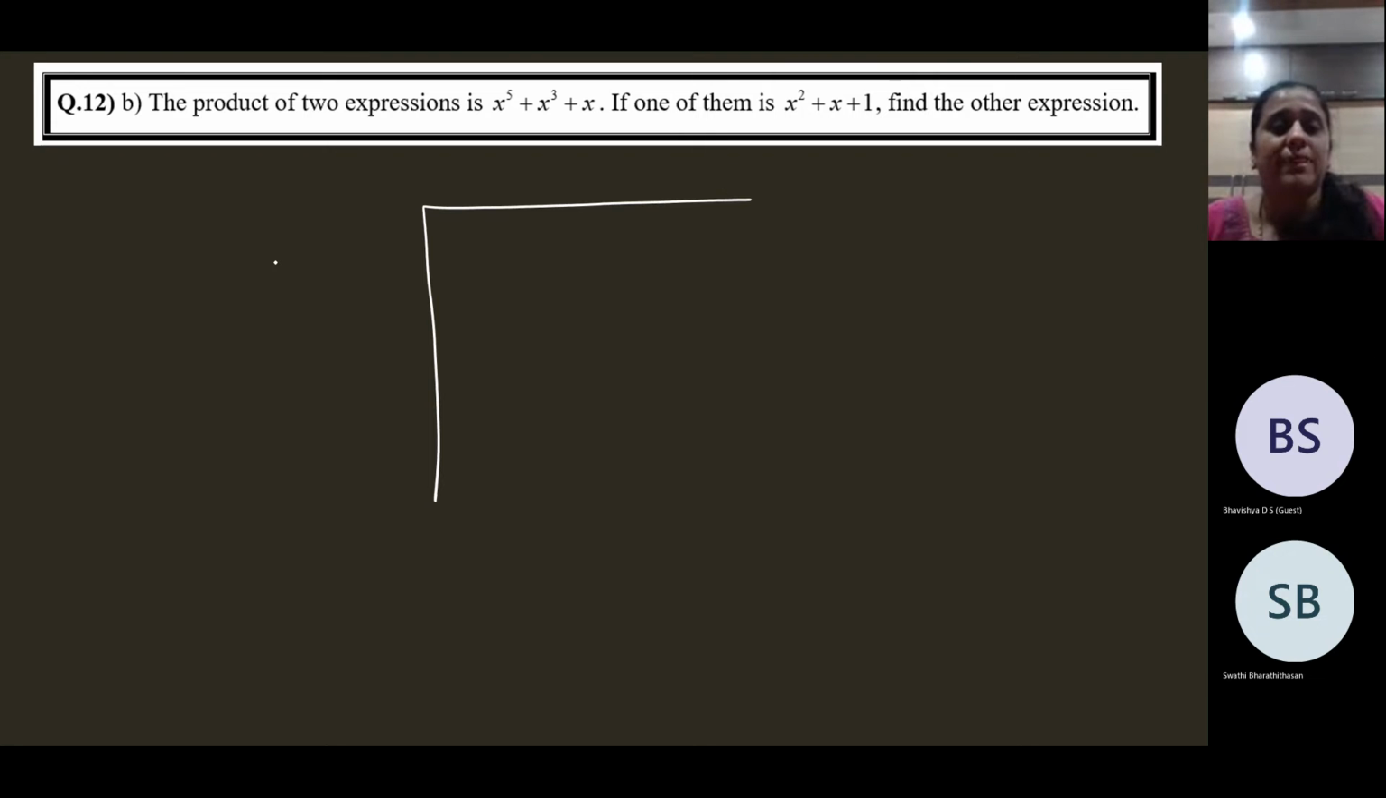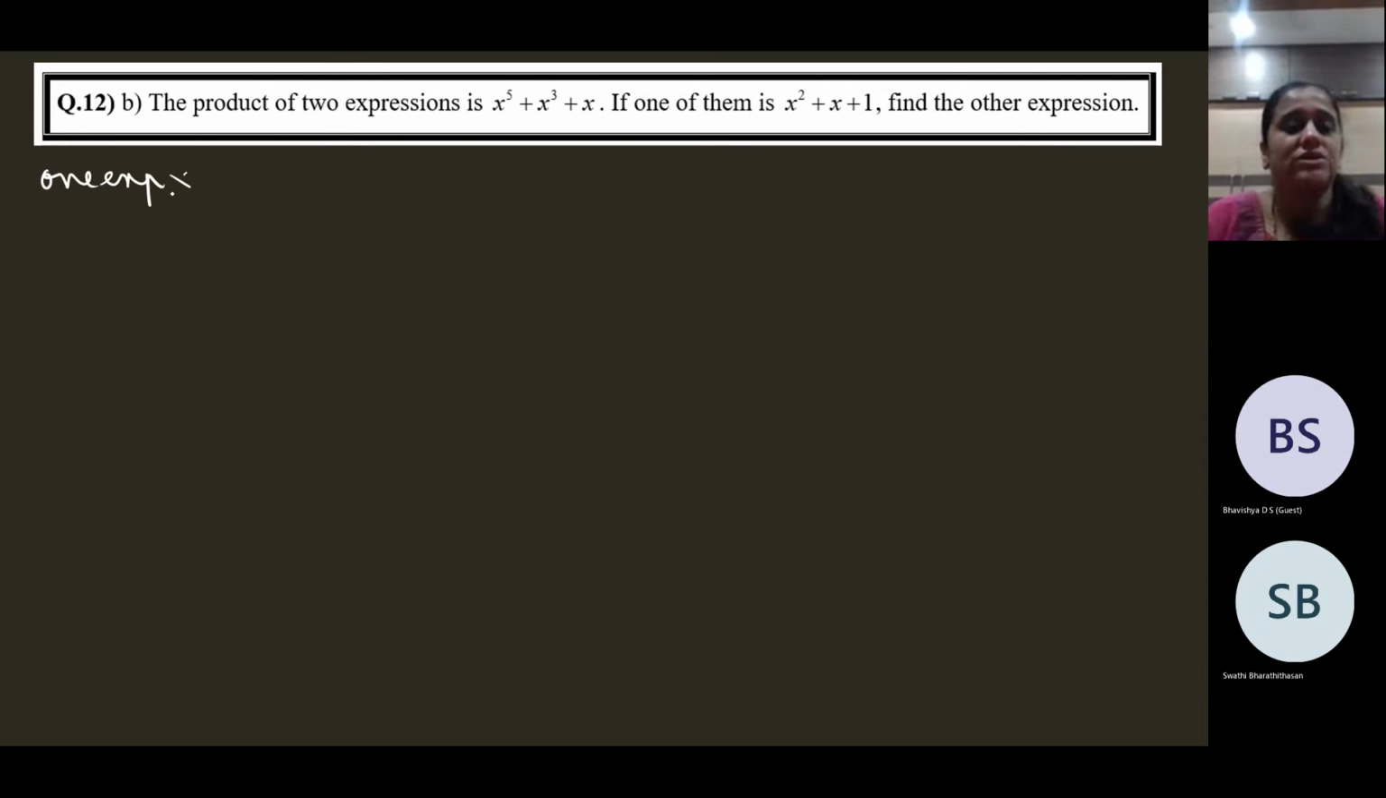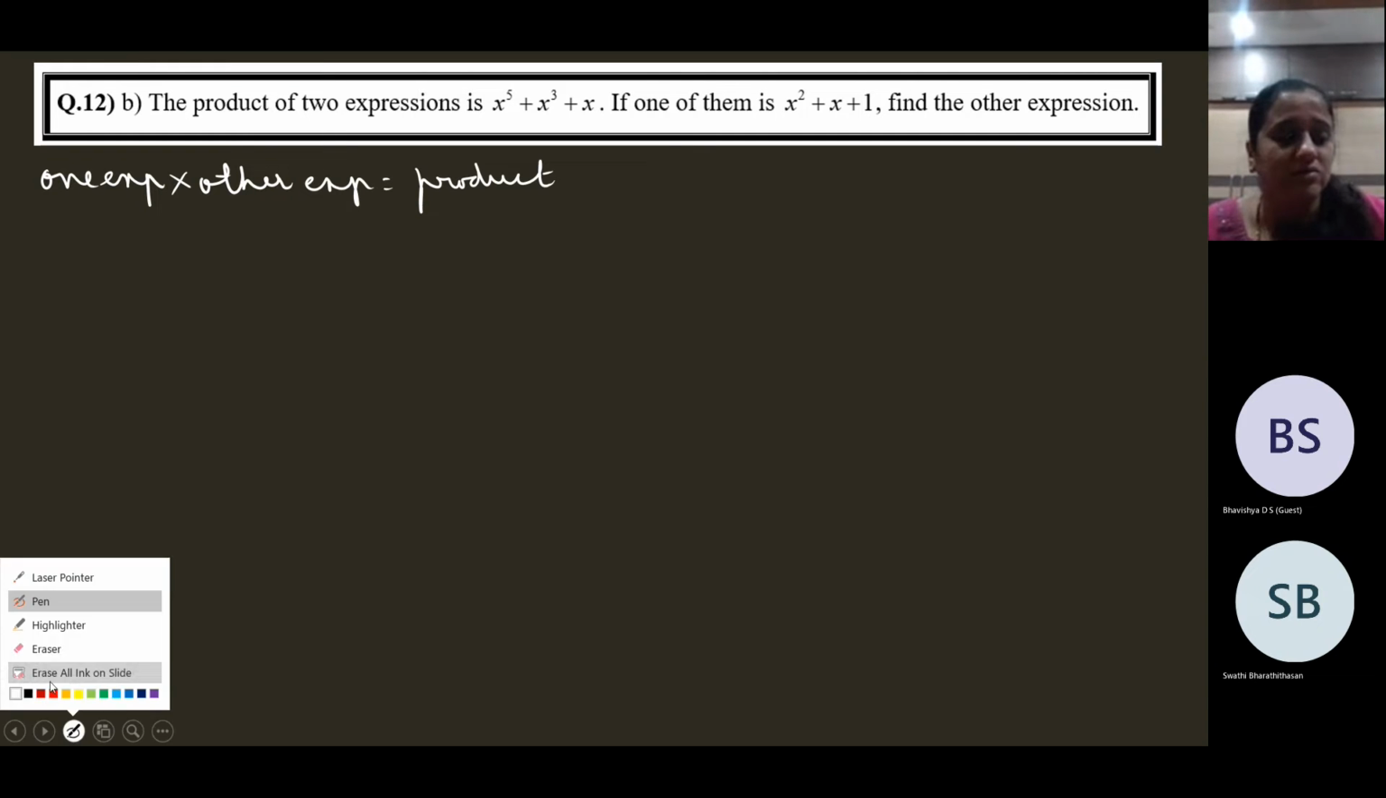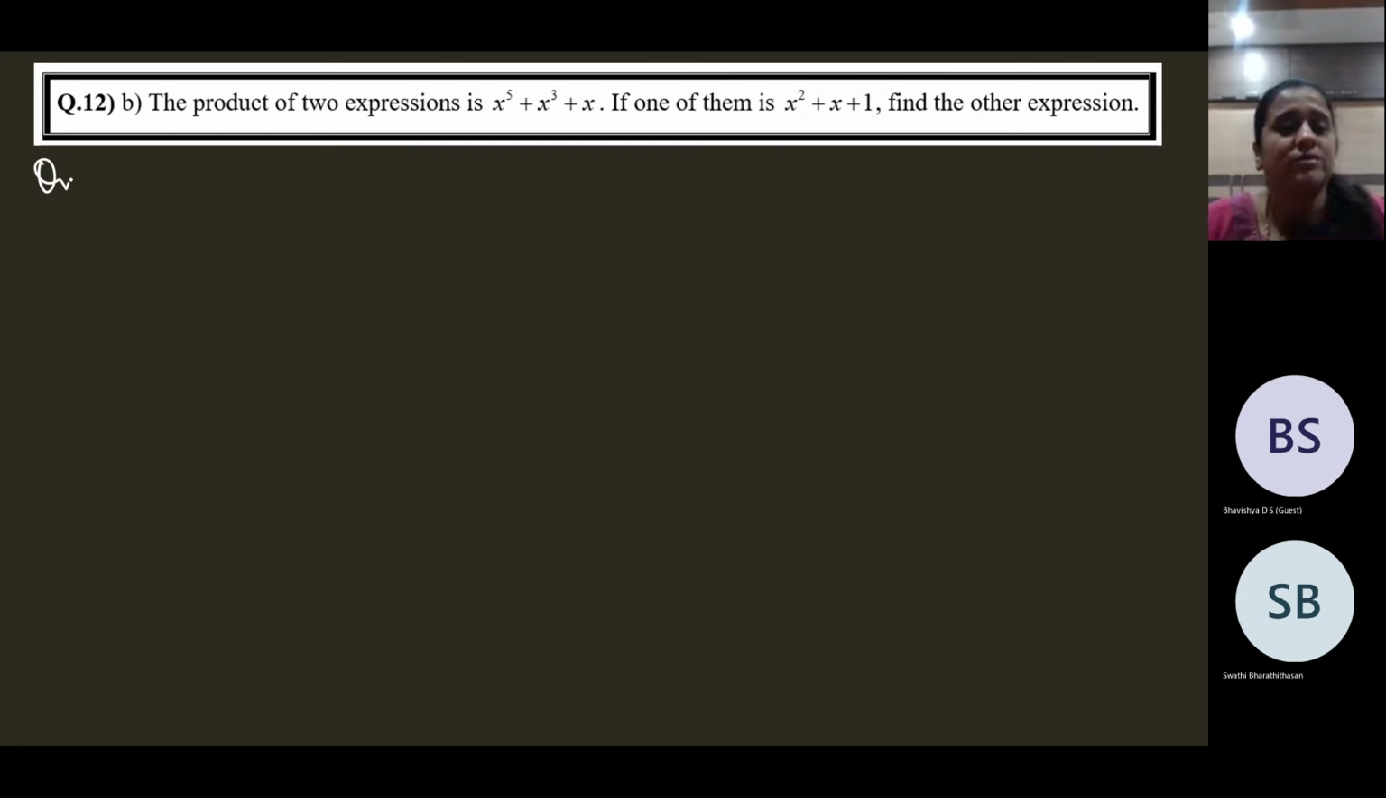Yeah, tell me, children. The steps are like this. One expression into the other expression is equal to the product. We can write it in capital letters also. One expression into the other expression is equal to the product.